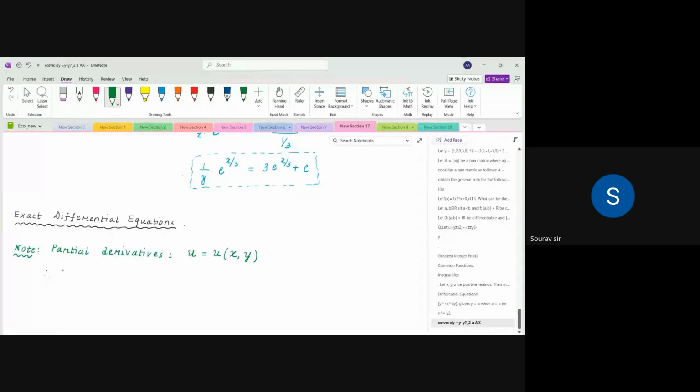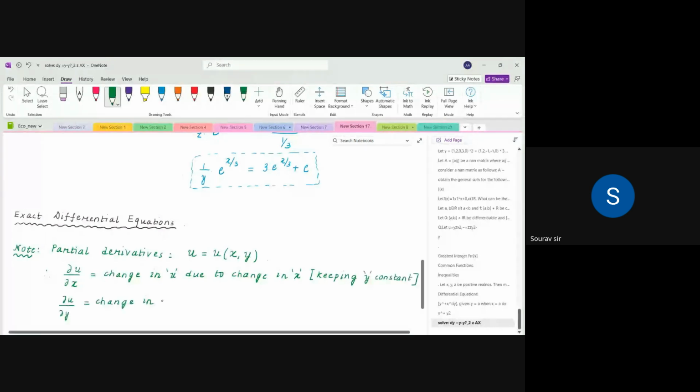So this is basically the change in u due to change in x, keeping y constant. Okay. And similarly, if I'm writing del u by del y, it is basically the change in u due to change in y, keeping x constant.